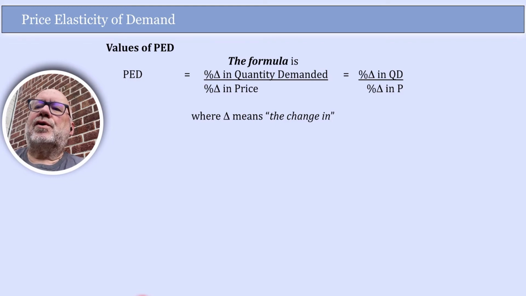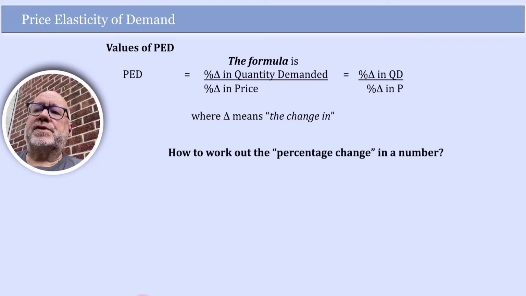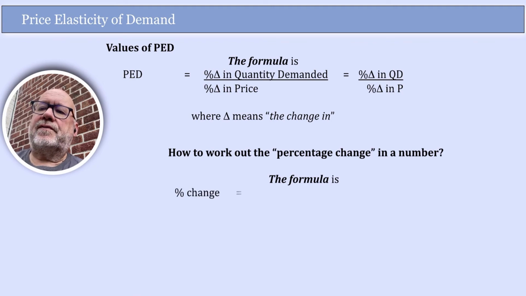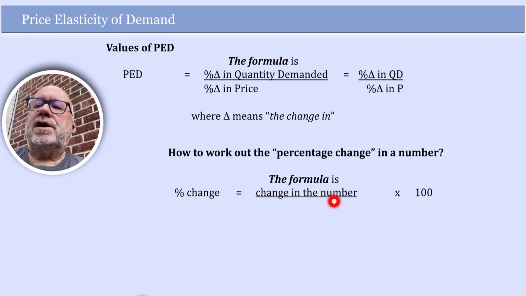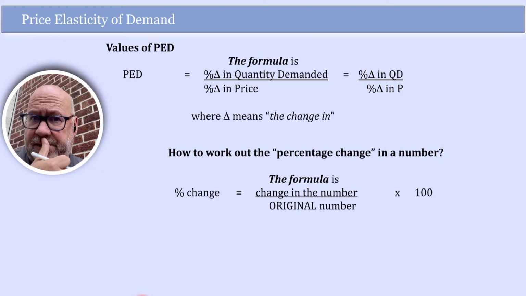Okay, so let's see, make sure that you can work out the change in any number. The percentage change in a number, the formula for it is the change in the number divided by the original number, and then you multiply that by 100, and that gives you your percentage change. Now be careful, because another mistake that's made is that you don't use the original number. You can tend to use the new number in this example. So you always use the original number.